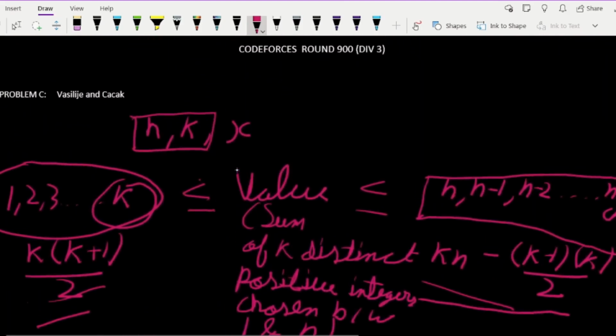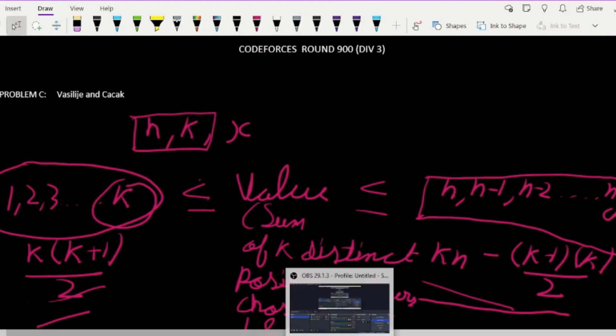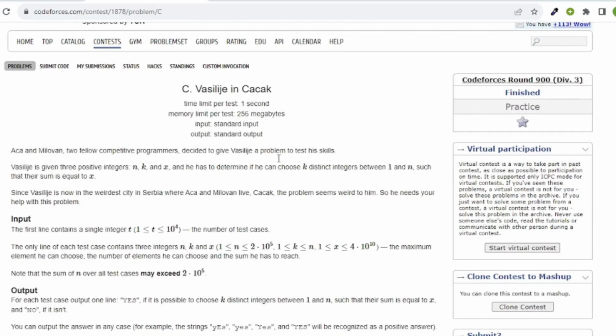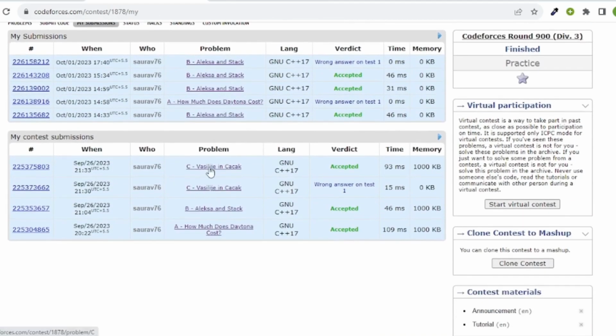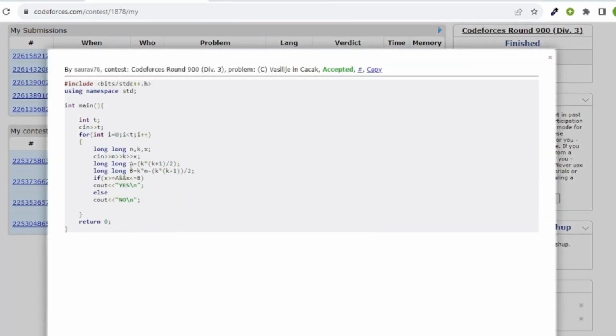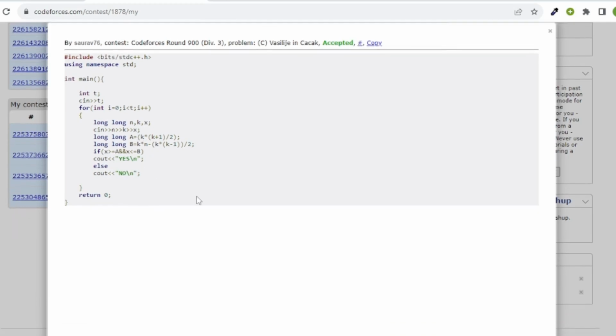So I'm going to show you the code which I have executed and which ran perfectly. If you see my submission here, you can see A is the minimum possible value, which is k into (k plus 1) by 2, and B is the maximum value, which is k times n. And I just check the condition if x lies between A and B, which is the minimum and maximum sum possible, and I accordingly output yes or no.